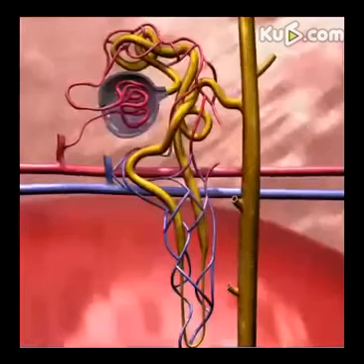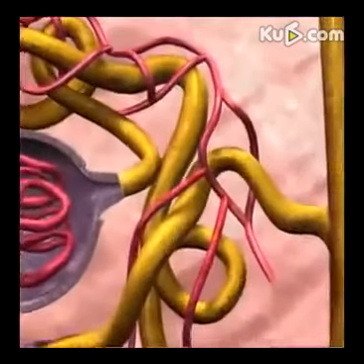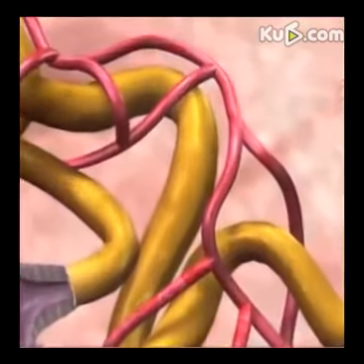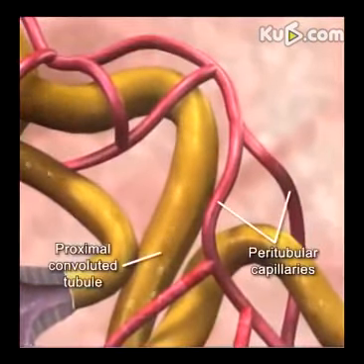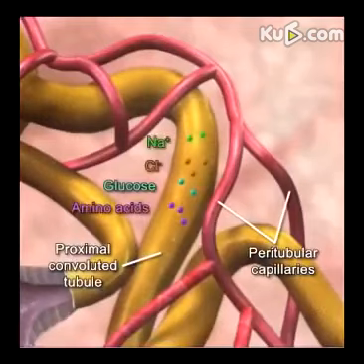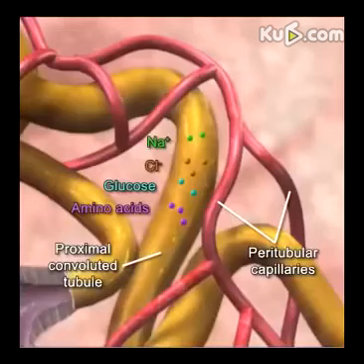Reabsorption is the movement of substances out of the renal tubules into the peritubular capillaries located around the tubules. Water, glucose, sodium, chloride, and other nutrients are examples of substances that are reabsorbed during this process. There is a repeated pattern for reabsorption.